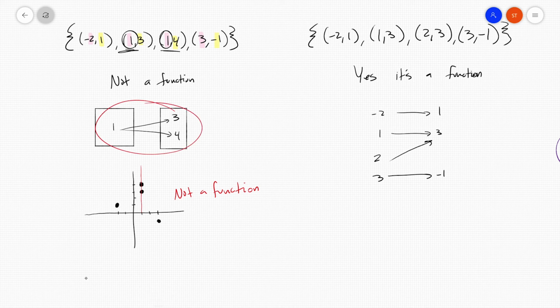Same thing for this example. If I were to interpret this graphically, here's (-2, 1), here's (1, 3), here's (2, 3), and (3, -1). And anywhere that I draw a vertical line on this graph, it will never pass through more than one point. So it passes the vertical line test, and it's a function.